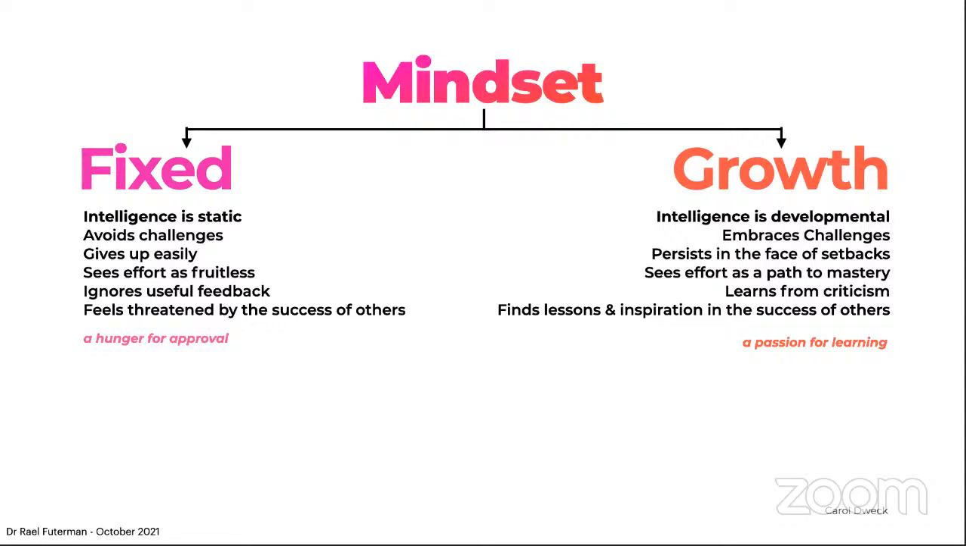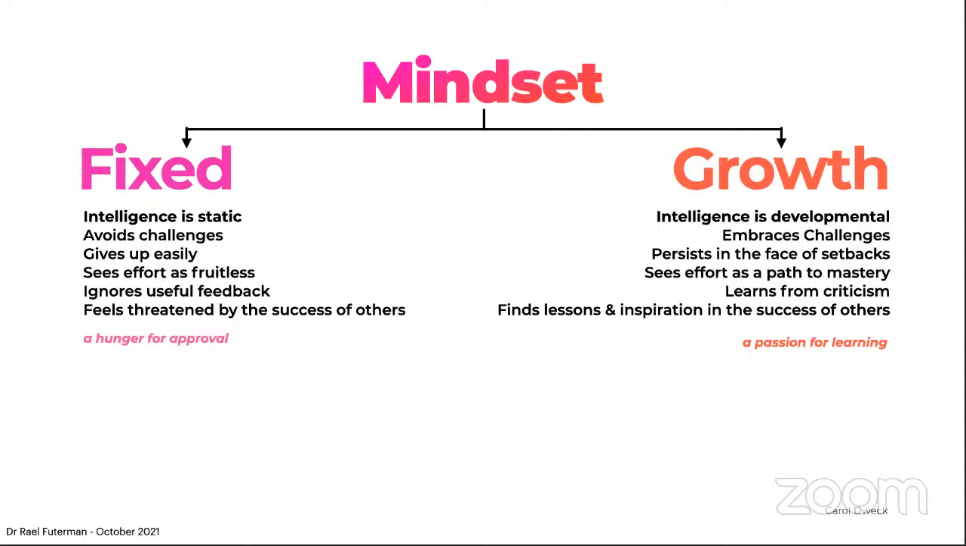And really here, intelligence is developmental. So we look at embracing challenges, embracing the unknown, stepping into those unsafe spaces where we don't know what's going to happen. If we find a setback or a roadblock, how do we persist? How do we find our way through, over, around, using different strategies? How do we use effort as a path to mastery? So keeping up at something, how does that help us improve rather than just walking away from it when we don't see immediate reward? How do we learn from criticism?